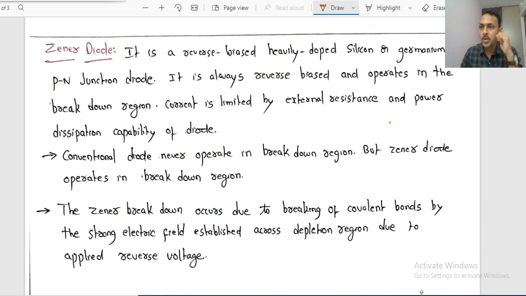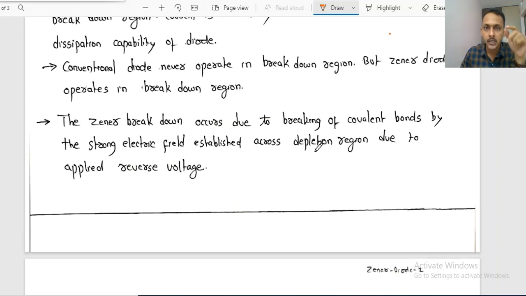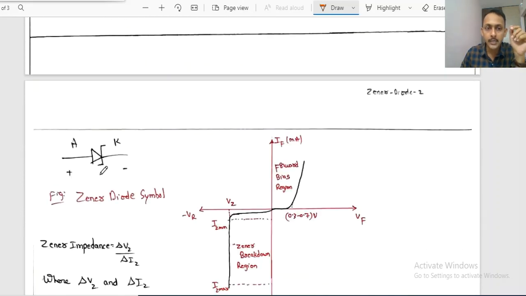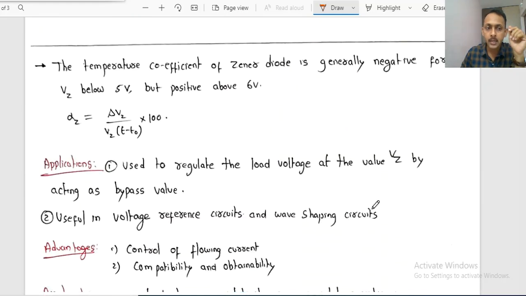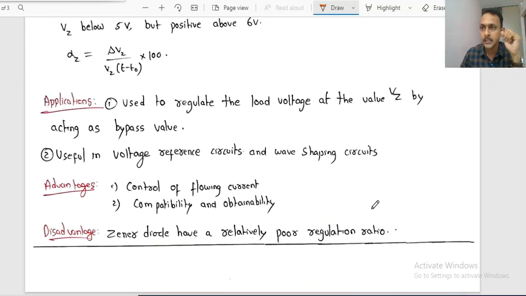In this video, we are going to discuss the Zener diode. We will discuss the difference between an ordinary diode and a Zener diode, and also we will see its circuit symbol, the Zener diode symbol, its VI characteristics, some applications, and its advantages and disadvantages.